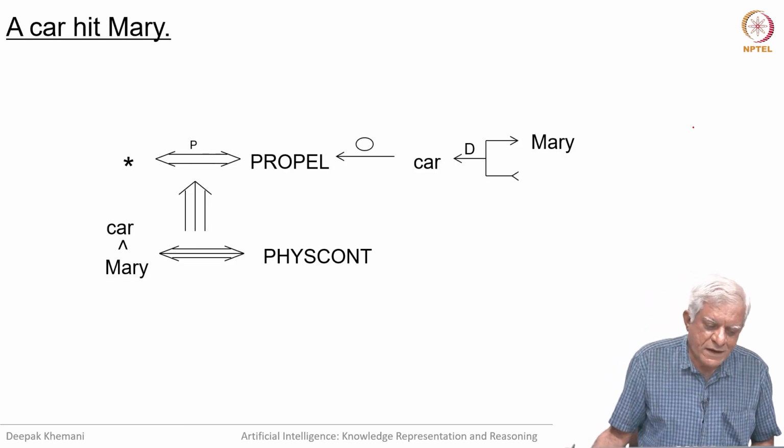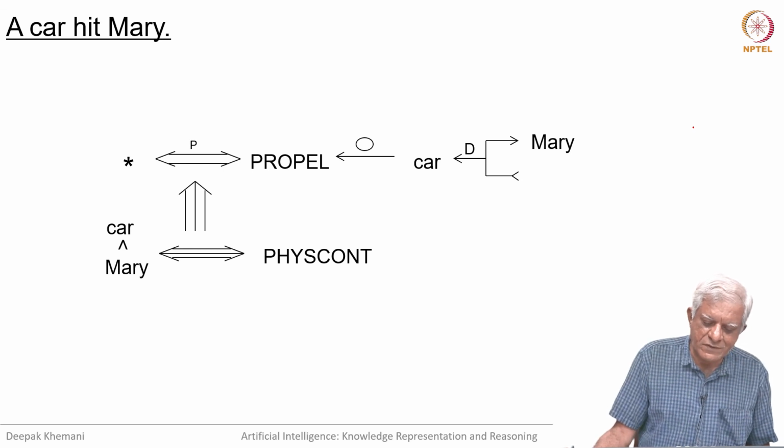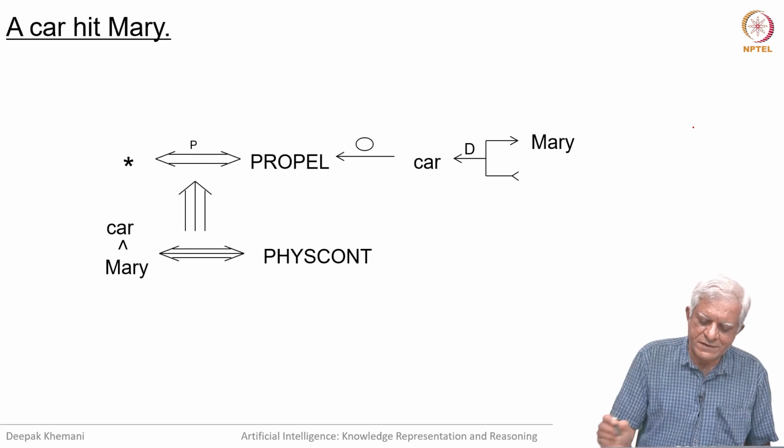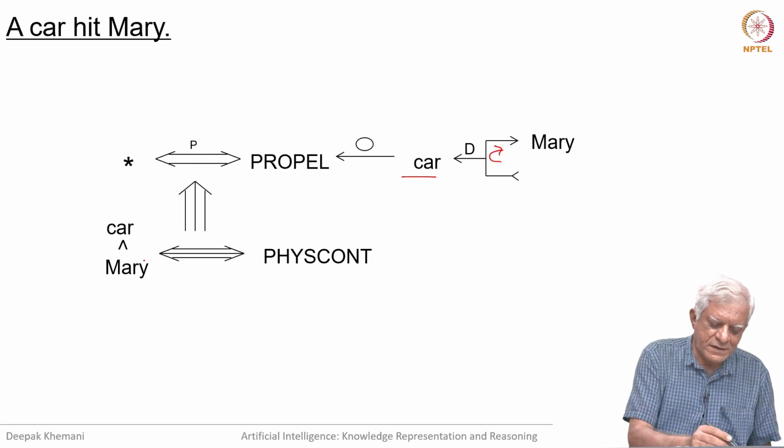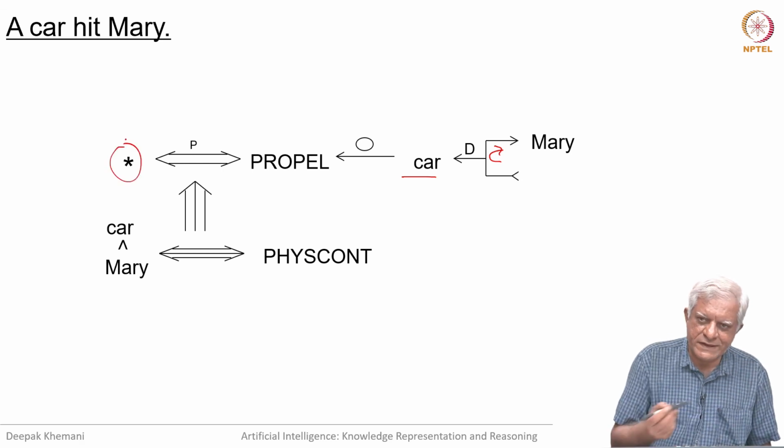If we said a car hit Mary, then we know that there is a propel action, and the object is the car and the direction is Mary. So, car and Mary came into physical contact. We do not know who the agent is essentially.